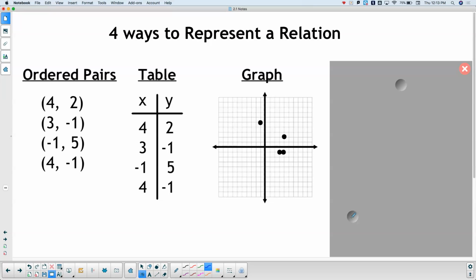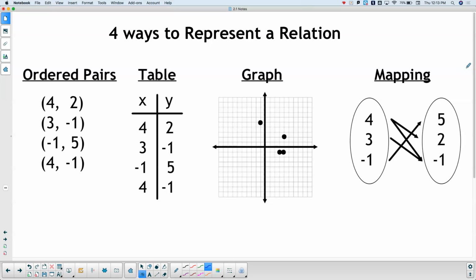And lastly, this is the newer one, it's called a mapping. A mapping has 2 areas, where the left area is the domain and the right area is the range. And then we draw arrows that connect the points together.